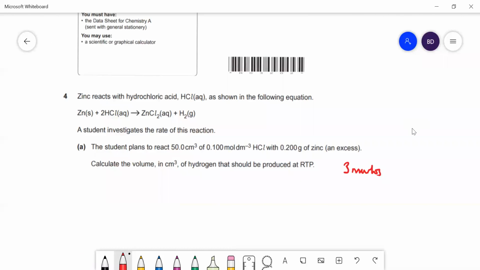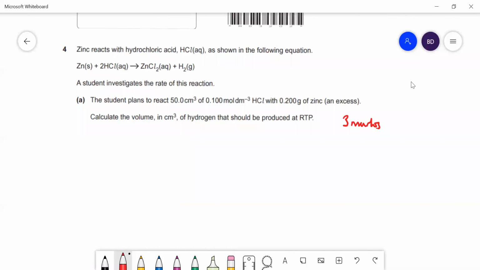Zinc reacts with hydrochloric acid as shown in the following equation. The student investigates the rate of reaction. The student plans to react 50 centimeters cubed of 0.1 mole per decimeter cubed HCl with 0.2 grams of zinc, which is in excess. Calculate the volume of hydrogen that should be produced at RTP. The zinc is in excess, so not all of the zinc is going to react. We need to work out the moles of hydrochloric acid. And from that, we know that 2 moles of hydrochloric acid is going to give us 1 mole of hydrogen.